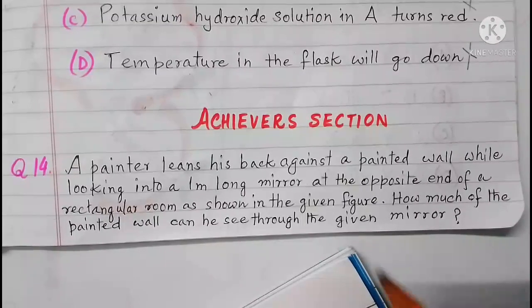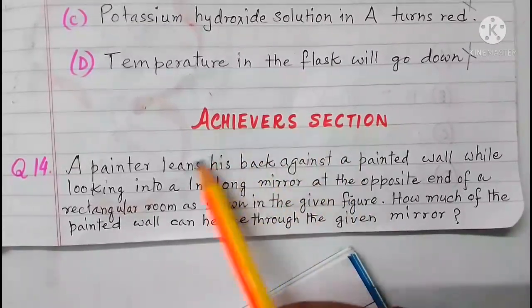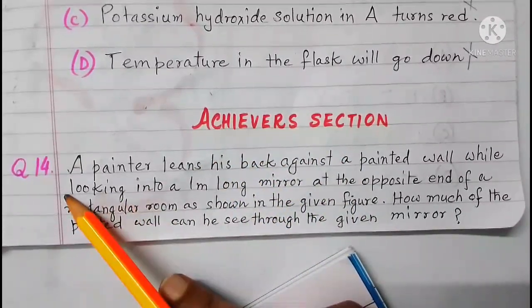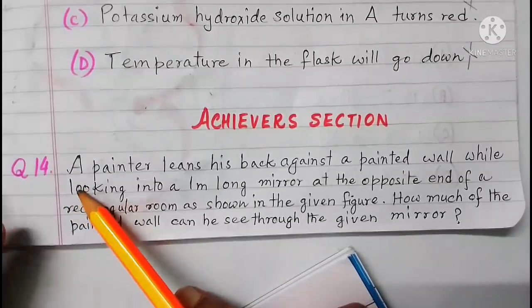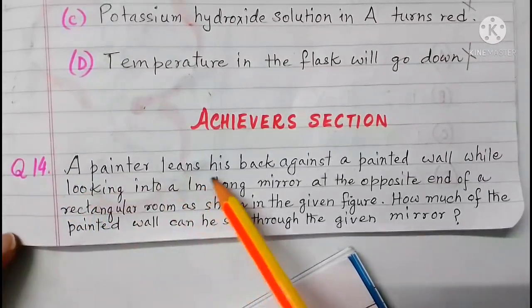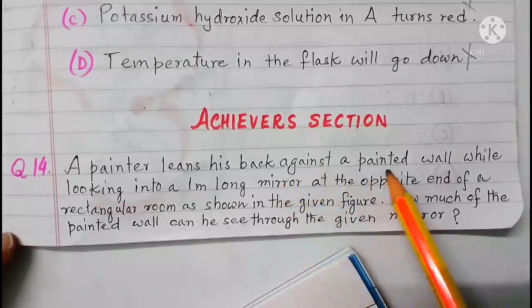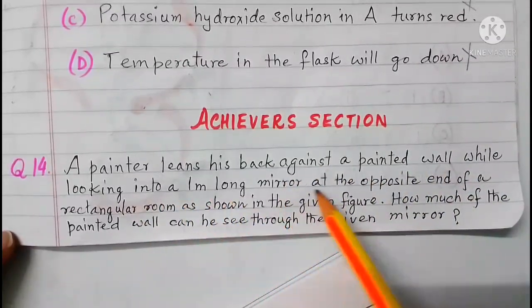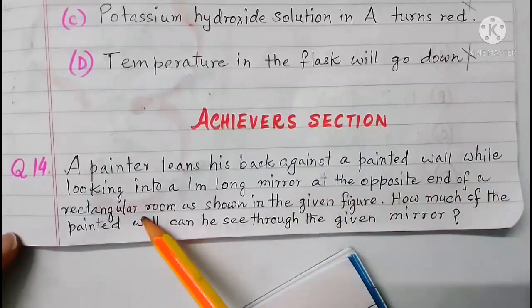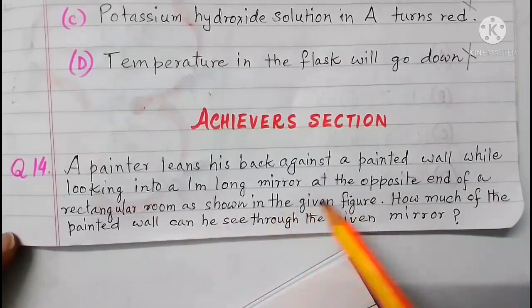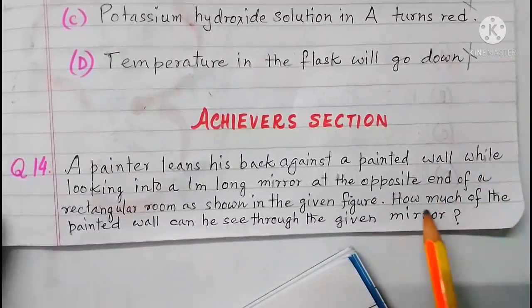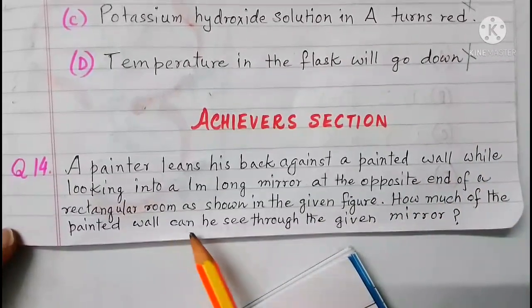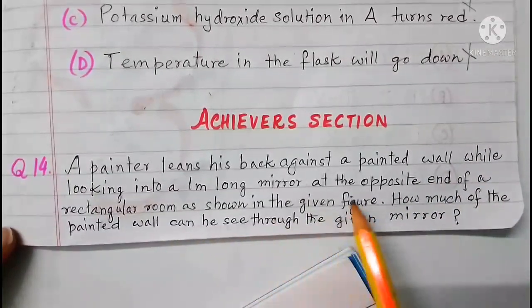So moving to the next section, the achievers section. Under that, we have two problems, question 14 and question 15. Question 14 goes like: a painter leans his back against a painted wall while looking into a 1 meter long mirror at the opposite end of a rectangular room, as shown in the given figure. How much of the painted wall can he see through the given mirror?